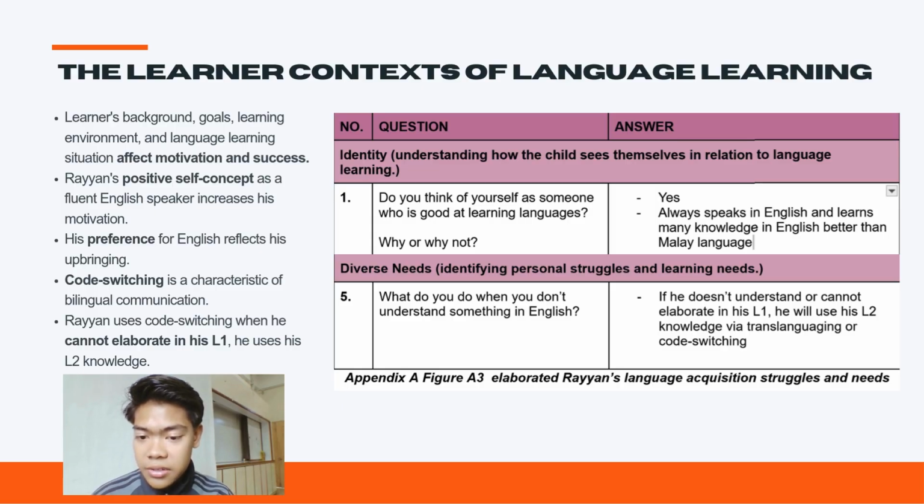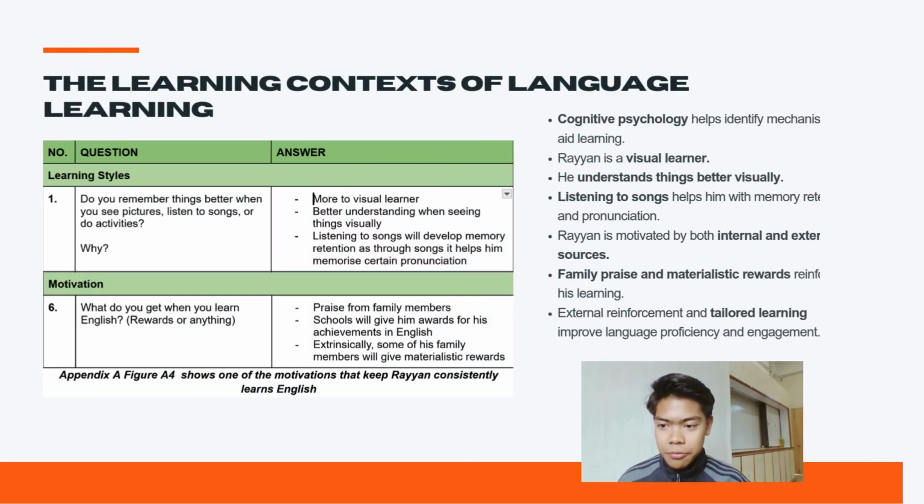So via translanguaging or code switching, this also applies the same way. For example, if he does not understand or cannot elaborate in his L2, he will use his L1 to describe or extend the knowledge that he wants to tell. So now we have come to the last content from my case study, which is the fourth point of the learning context of language learning.